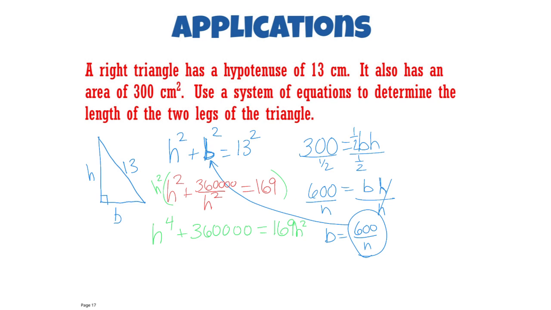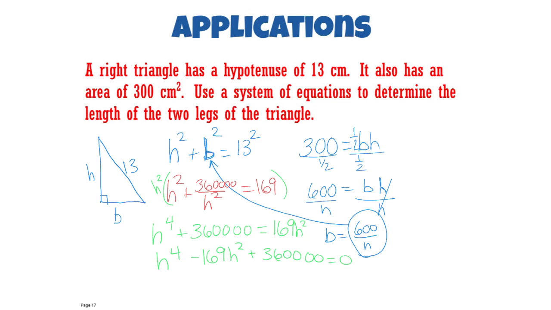I'm wondering if you see what's happening with this. What would we do with something like that? Well, you have an H to the 4th, and then you have an H squared, and then you have a constant. This is actually going to be a factoring problem. H to the 4th minus the 169 H squared, sorry, not getting my signs right, plus 360,000 equals 0.